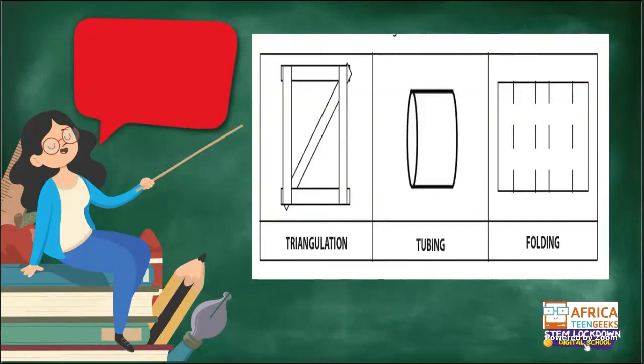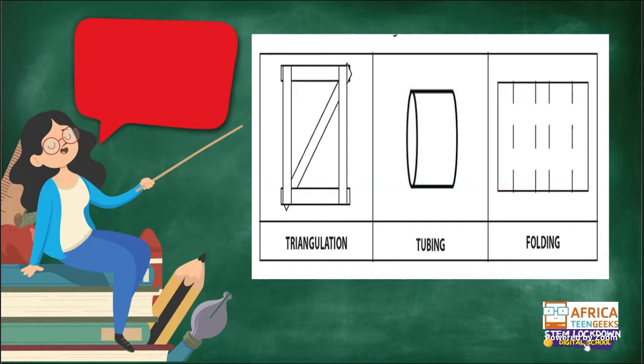All right. Now let's look at this diagram here. We have got different ways of trying to reinforce. We can reinforce by triangulation. Triangulation. So you can see that this is a kind of a square or a rectangular structure, but you have got a diagonal added. So here we call it the triangulation. Another kind of reinforcing technique is tubing. Another kind of reinforcing technique is folding. So take note of this.